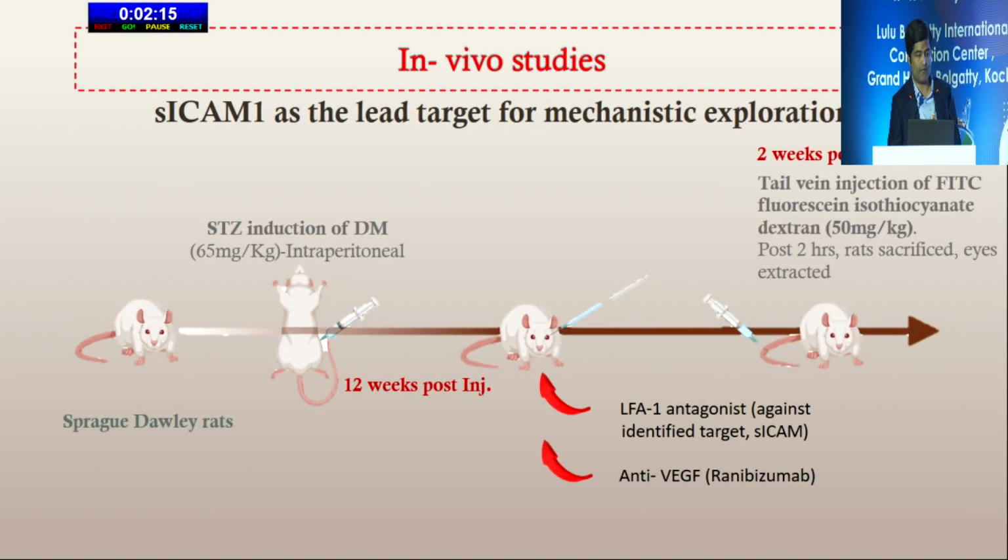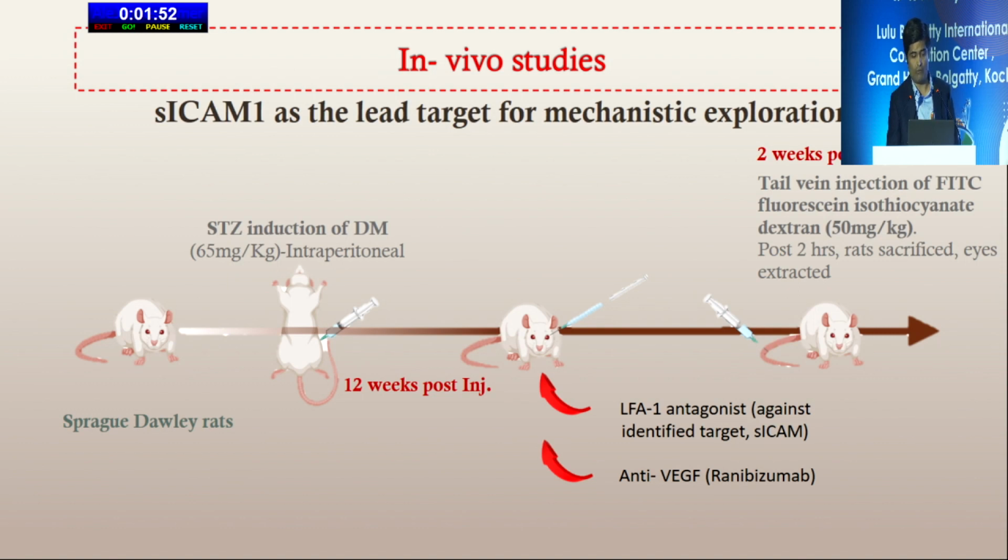So based on this, we started an in vivo study where we took Sprague Dawley rats, and we gave them diabetes by giving streptozotocin in the intraperitoneal cavity at 65 milligrams per kg body weight, and then we waited for 12 weeks. After 12 weeks, you know that the rats have developed diabetic retinopathy. They also develop cataract. That's why we cannot image them, so we had to sacrifice them.